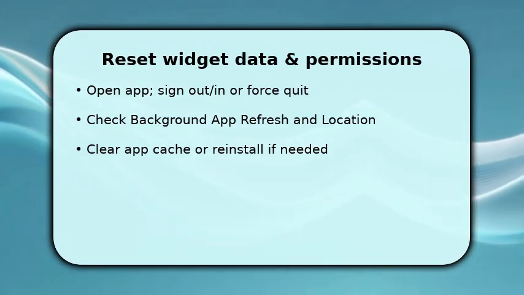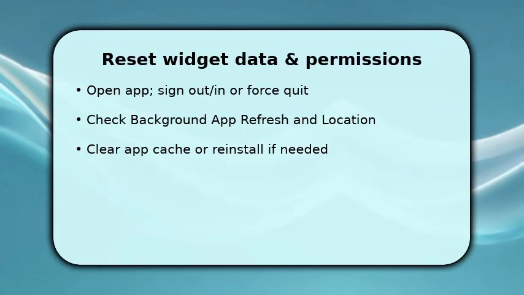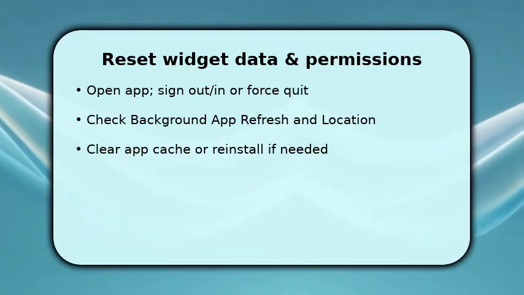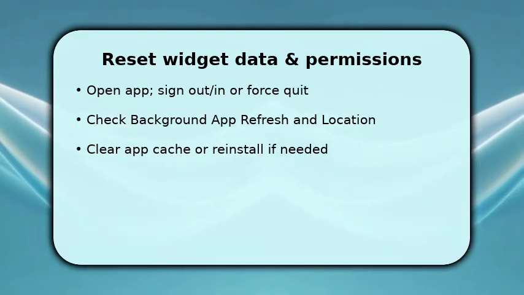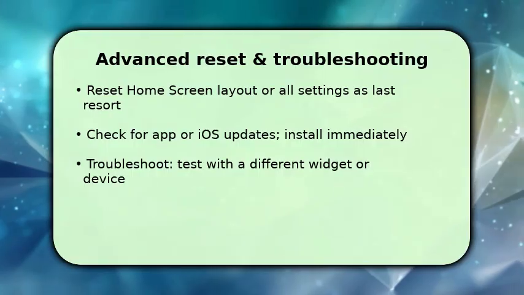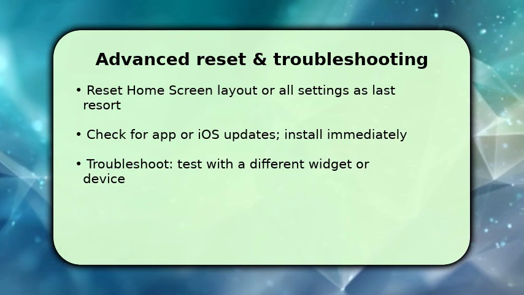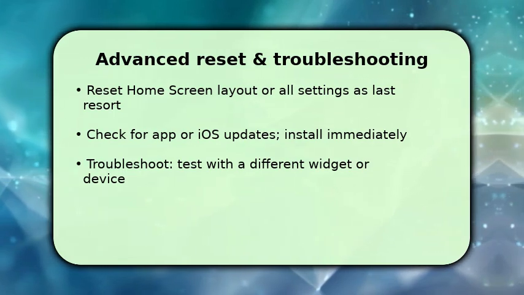If problems persist, delete the app to remove corrupted data, then reinstall from the App Store to restore a clean widget feed. For stubborn blank widgets, try Reset Home Screen Layout in Settings General to clear layout glitches. If that fails, use Reset All Settings. This keeps data but restores system defaults.